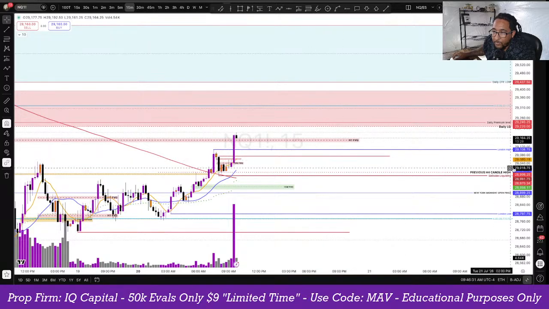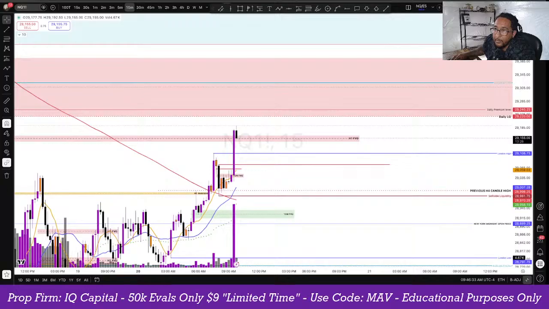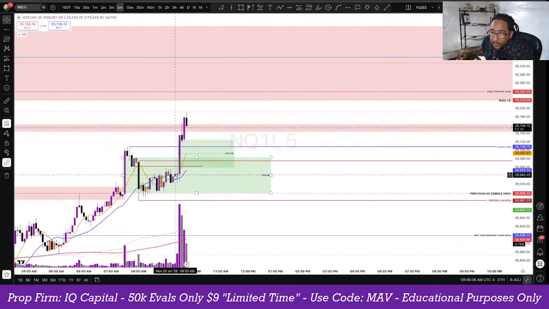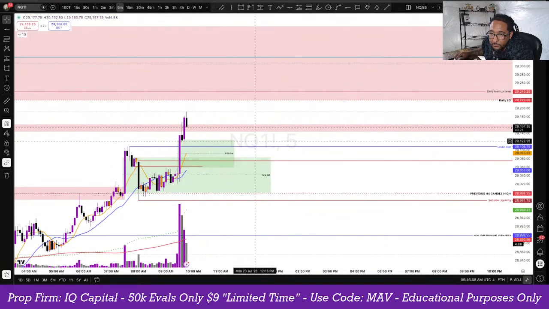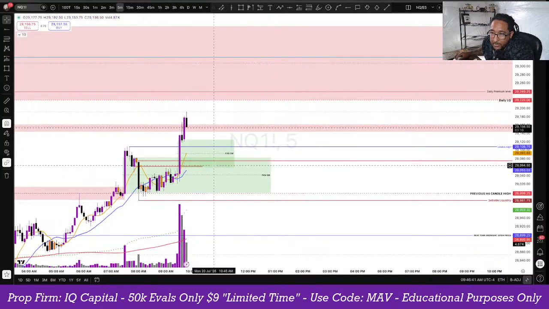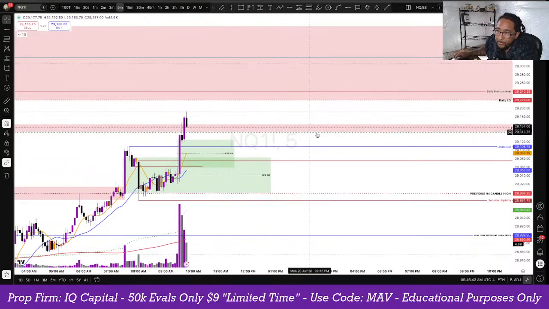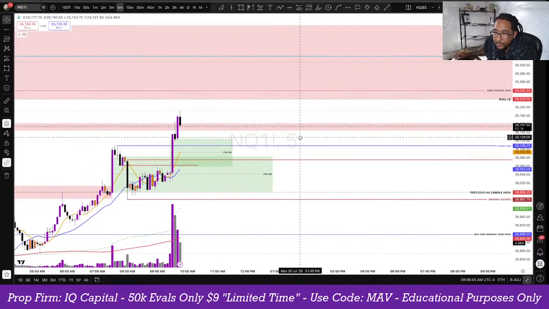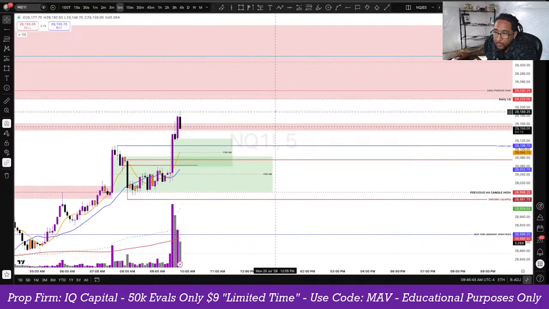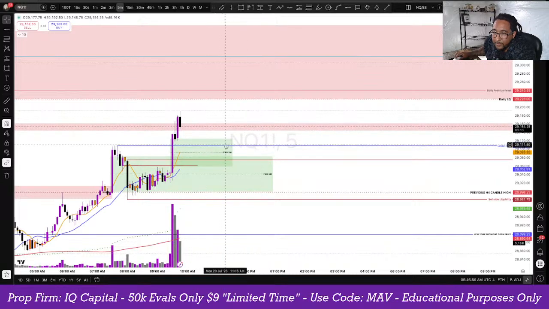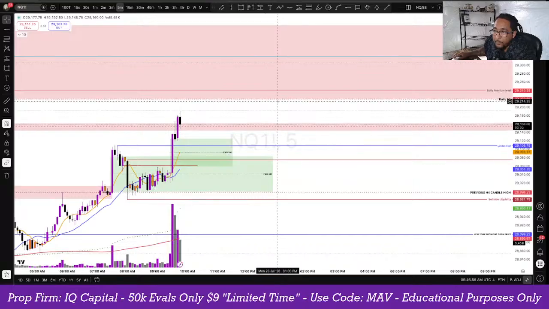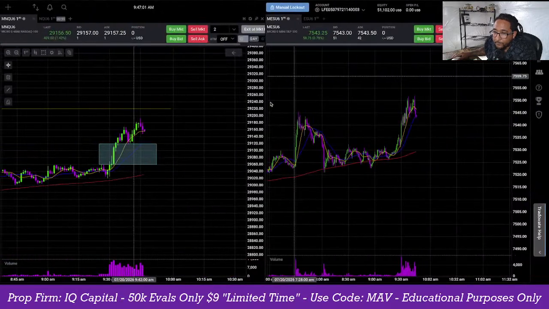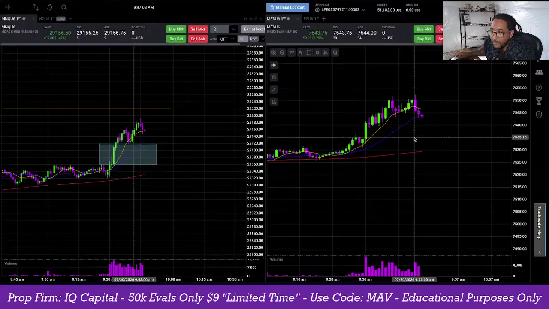And we have a 5 minute order block down here. This 5 minute order block could pull back down into there. But we are starting to pull back here, which is good. So if we pull back down into this inefficiency, let's see what ES is doing.